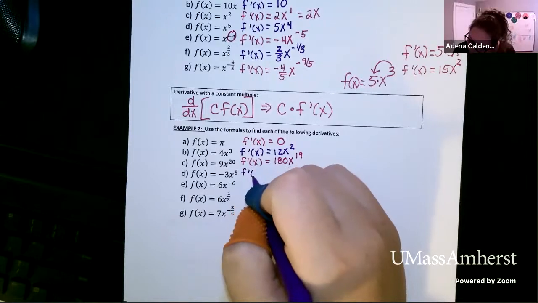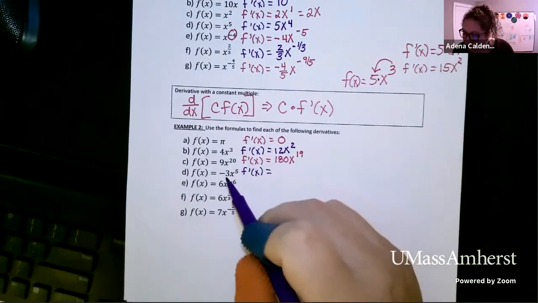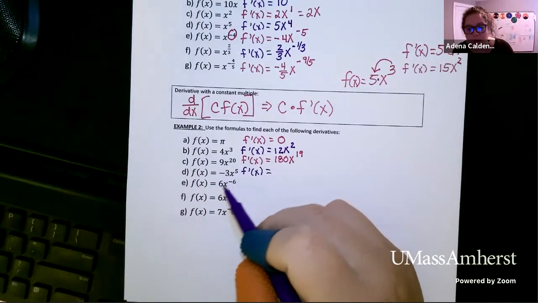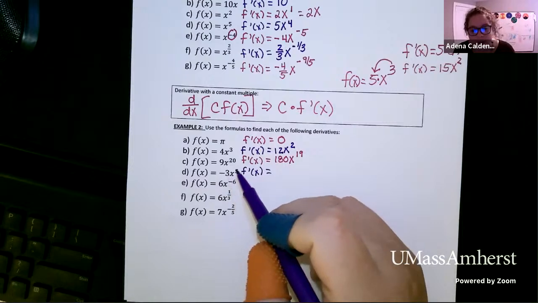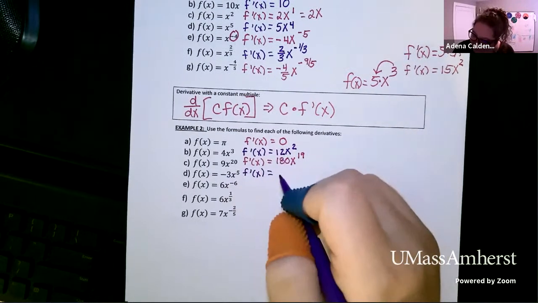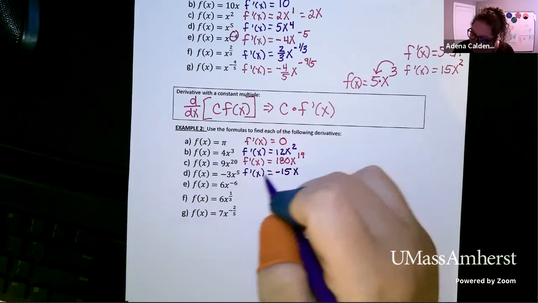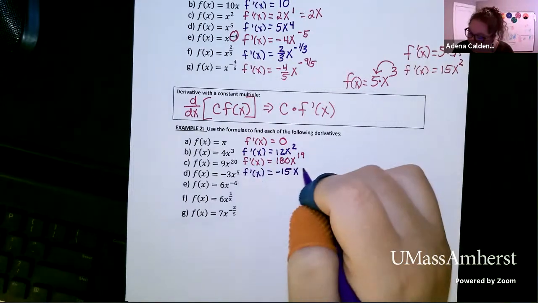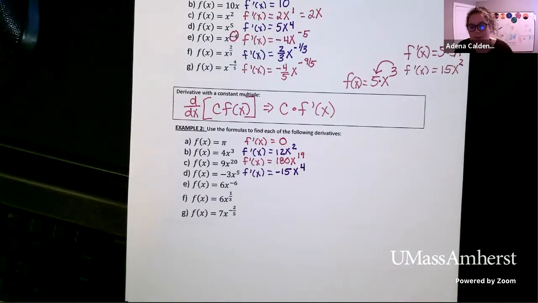The next function, I have negative 3x to the 5th. So this negative is part of this constant, so it doesn't disappear. So when the 5 comes down, it's 5 times negative 3. So I get negative 15x. Now I subtract 1 from the power. 5 minus 1 is 4. Okay.